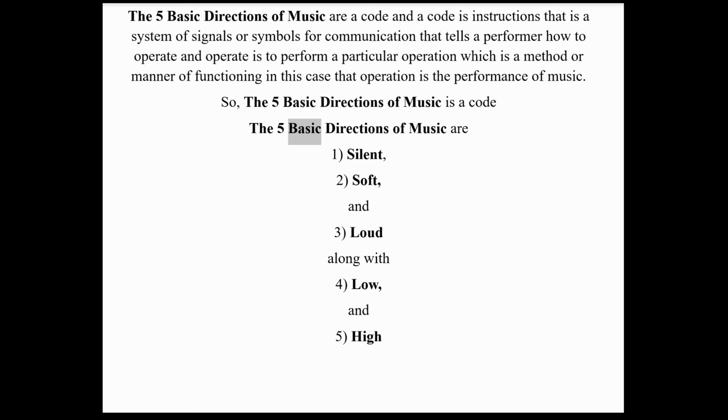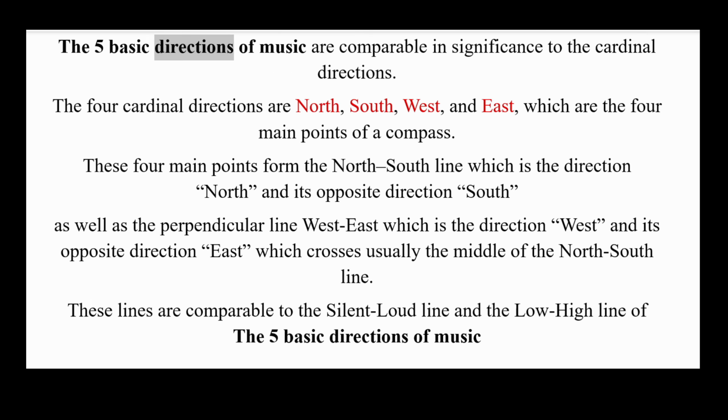The 5 basic directions of music are: 1. Silent, 2. Soft, and 3. Loud, along with 4. Low, and 5. High. The 5 basic directions of music are comparable in significance to the cardinal directions.